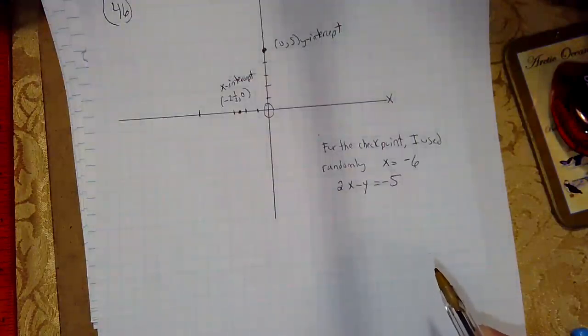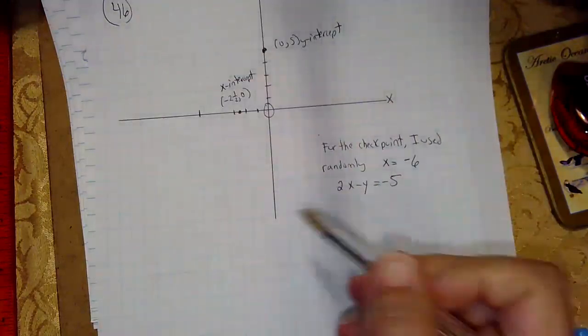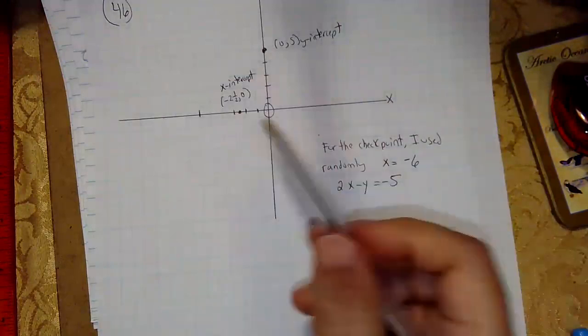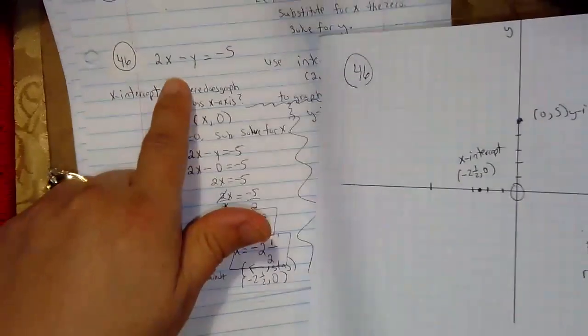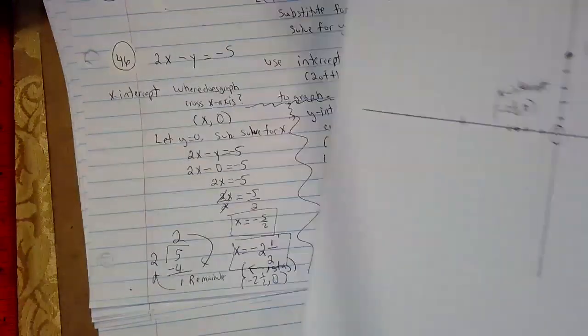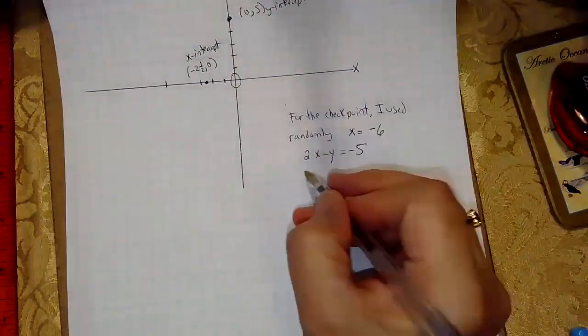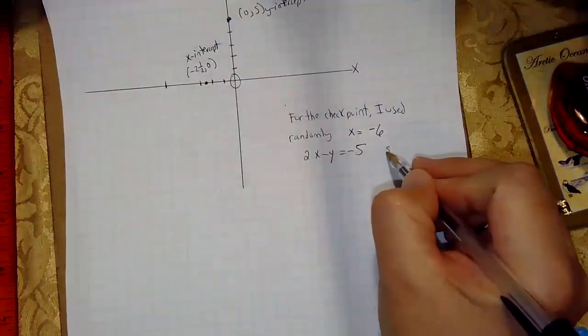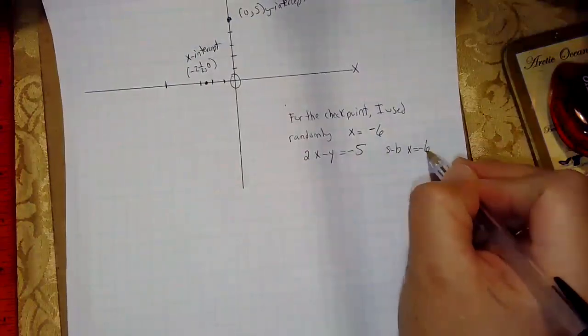I just randomly, since they said something about a checkpoint, I just randomly let x be -6. So I'm going to plug it into my original equation. Remember, this was, for me, my original equation. You might have something different, but for my 46, that's what I have. And so everywhere I have an x, I'm going to sub x equals -6.